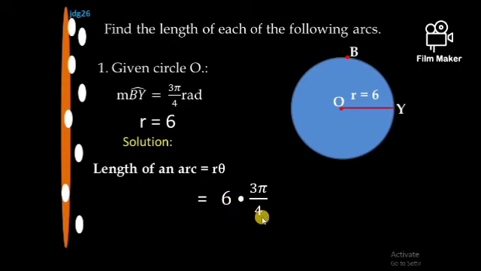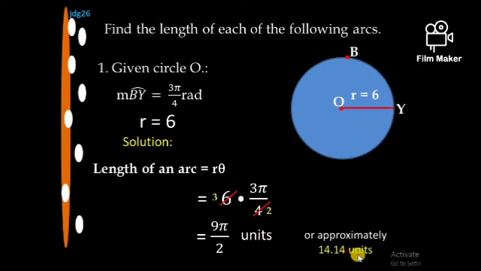So, since ang 6 at ang 4 ay divisible by 2, pwede natin i-divide. 6 divided by 2 is equal to 3, and 4 divided by 2 is equal to 2. So, multiply na lang natin. 3 times 3 pi is equal to 9 pi over 2. At lagyan na lang natin ng units. And this is approximately 14.14 units. And this is now the final answer.